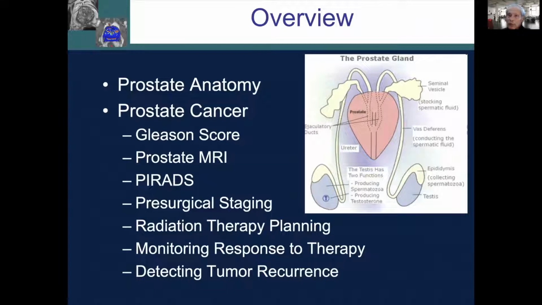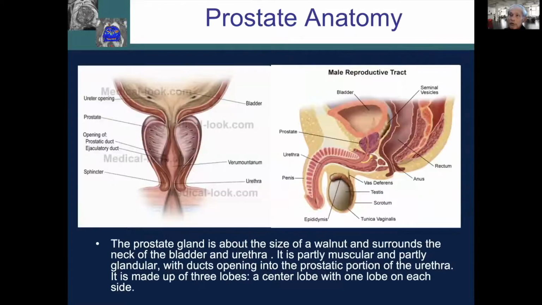Now, in this lecture we'll describe prostate anatomy, prostate cancer, including a discussion of the Gleason score, prostate MRI, PI-RADS, and then we're going to use these techniques to look at pre-surgical staging, radiation therapy and planning, monitoring response to therapy, and detecting tumor recurrence.